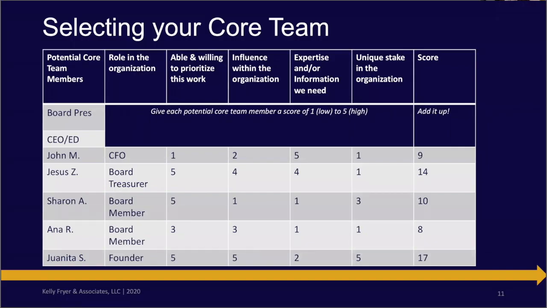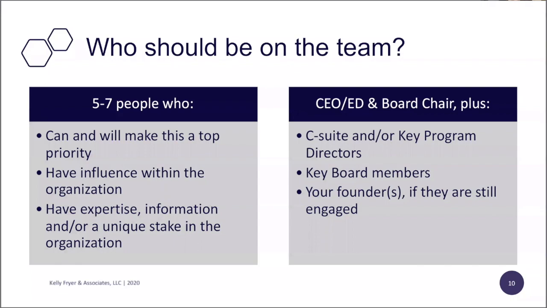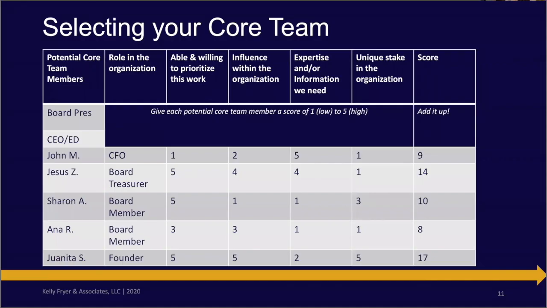So here is what might look like a very complicated way of picking your core team. It's not really complicated. It's just different than going with your gut. I'm going to really encourage you to be thoughtful and deliberate about every single phase of this process, including who's on your team. So this is a way of scoring potential core team members. You see across the top of this grid those requirements that I talked about. So you're talking about people who are able and willing to prioritize the work, who have influence in the organization, who have expertise and or information that you're going to need, and have a unique stake in the organization.